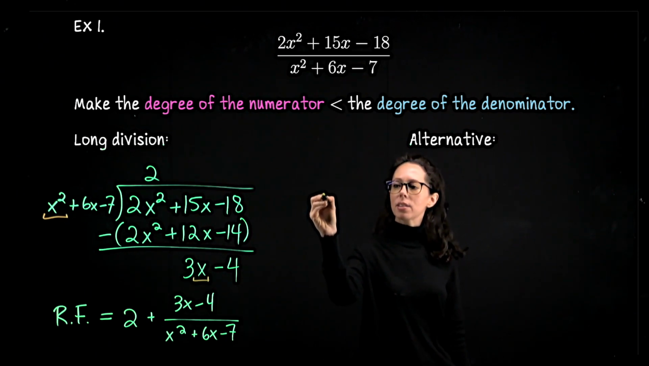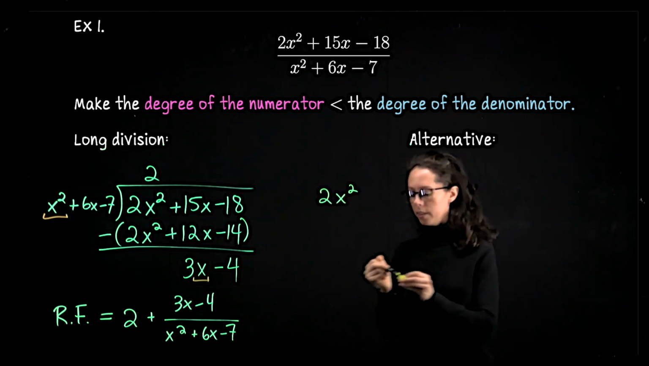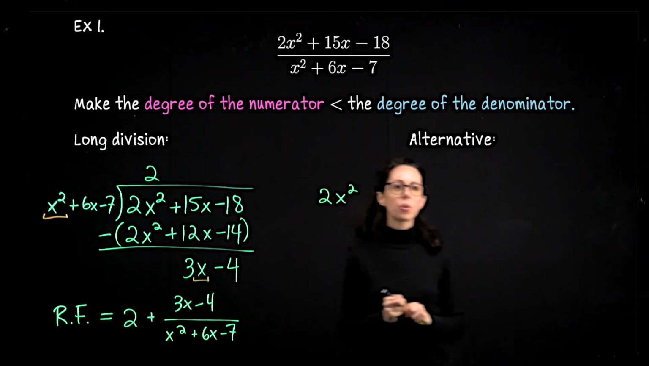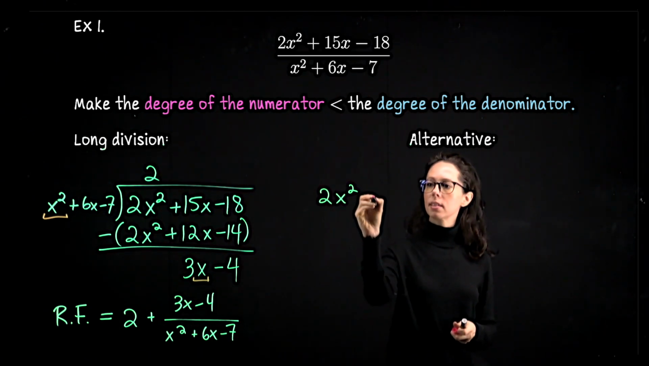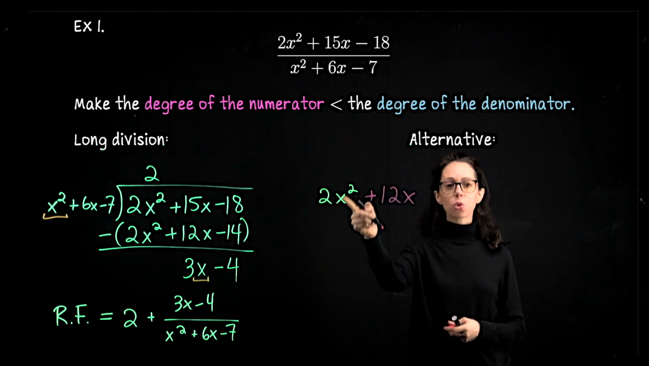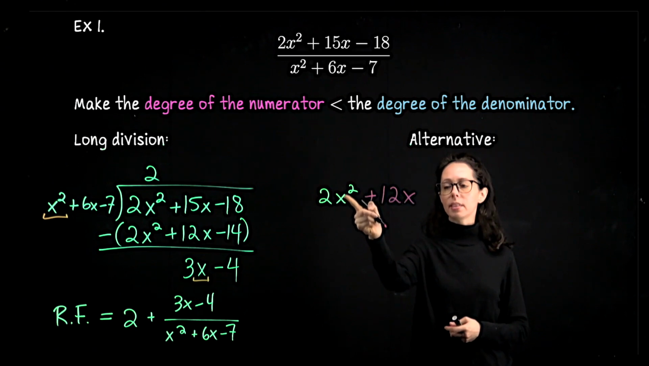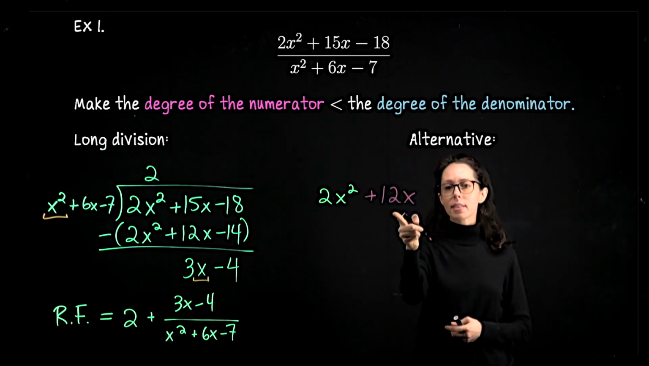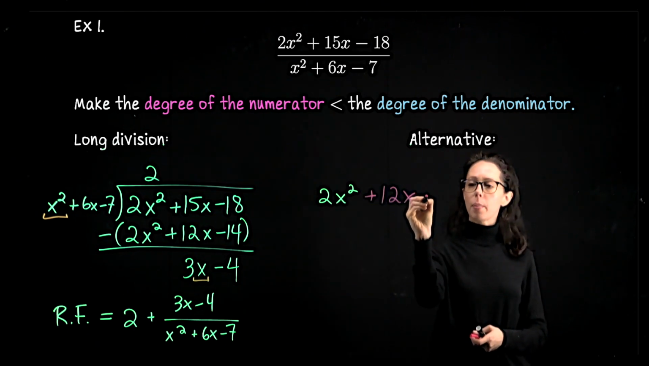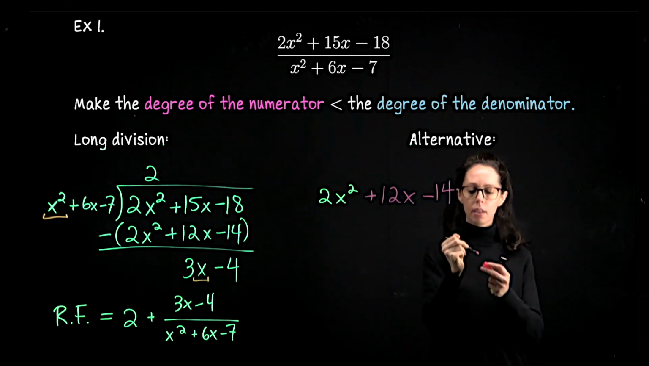So I'm going to take 2x squared, that's what we started with, the first term in our numerator, and I'm going to add to that 12x, because this is twice the quadratic term in the denominator. So let me make this twice the linear term in the denominator. And then I would also like to have twice the constant term from the denominator. So how about minus 14?